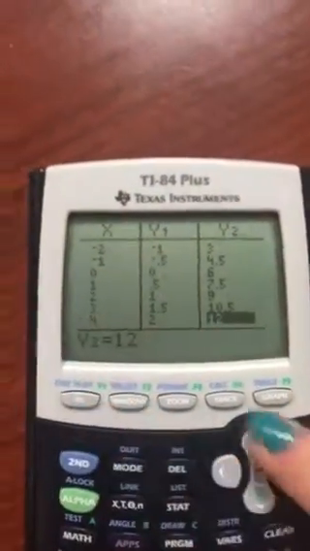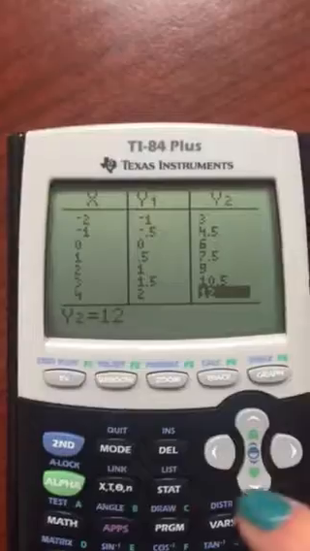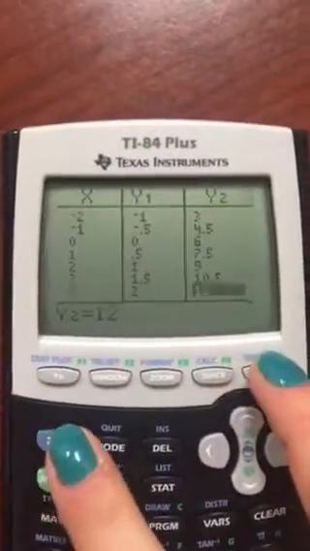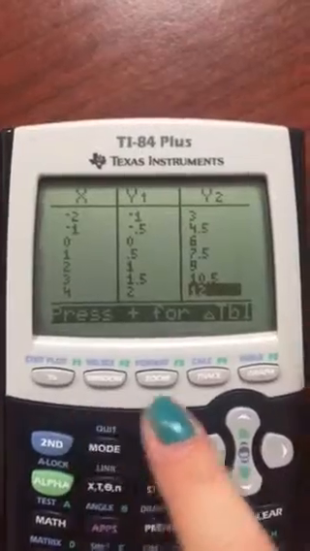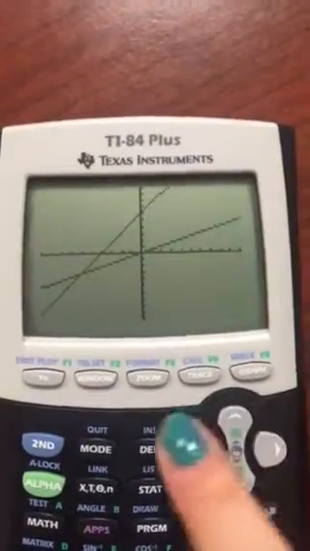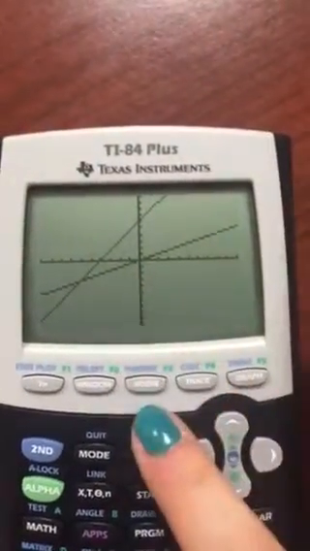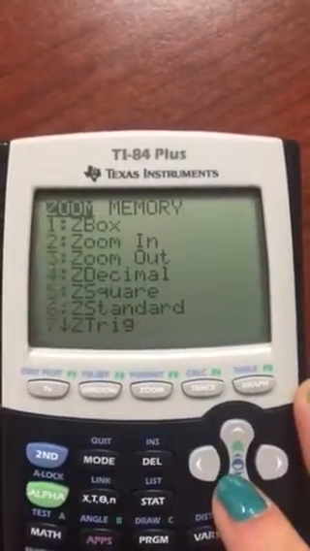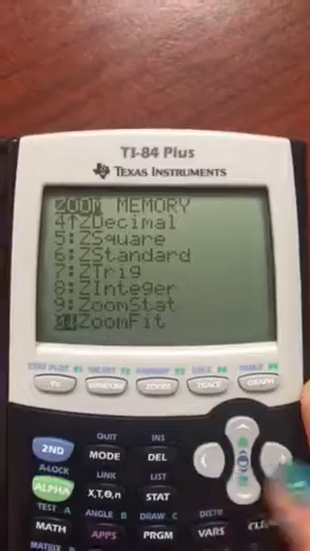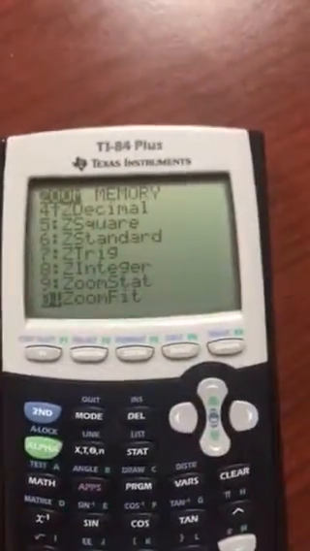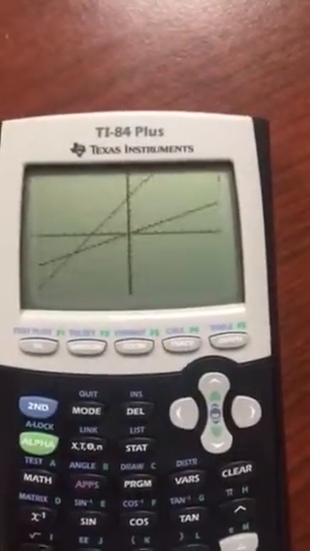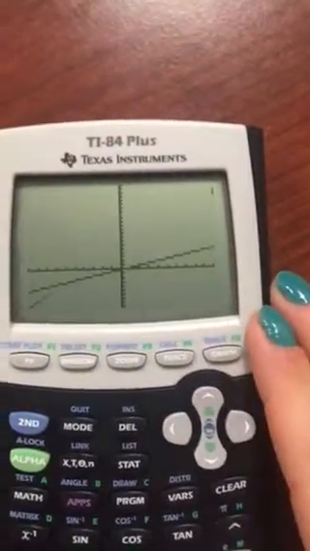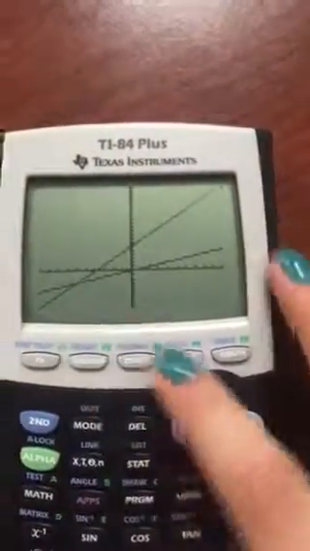So once again, you've got your table here. All you have to do is push second table. If you want to go back to the graph, all you have to do is just push graph. And let's say that I wanted to zoom in. All I need to do is just push zoom. I can zoom in. If I do zoom fit, the calculator will give me what it thinks is the best fit for the window. And so it'll zoom in to what it thinks the best fit is, and you can look at it from there.